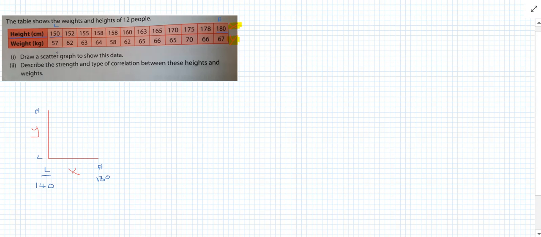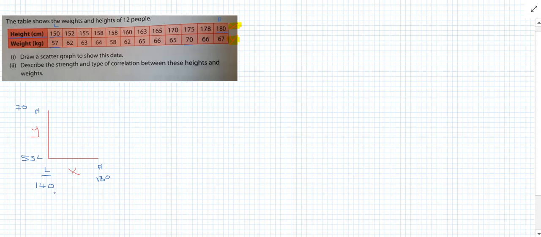Then we do the same for the y-axis. The lowest value that we have on the y-axis seems to be 57. So we could start at, let's say, 55 and work our way up to the highest value. We have 70 here, so we could work our way up to 70.